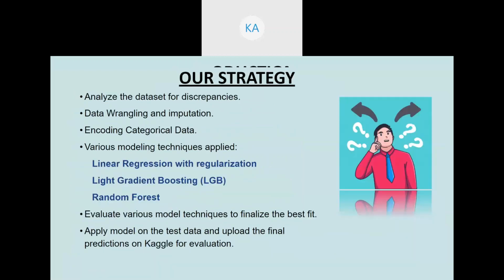Our strategy consisted of deeply analyzing the data set for any discrepancies. This includes noise, unusual trends, inconsistency, and human errors. We then dropped irrelevant attributes through initial analysis and human judgment. Next, we performed extensive data wrangling and imputation. Following, we one-hot encoded categorical data to have consistency in the dataset. Then we applied various machine learning model techniques. Moreover, we evaluated each modeling technique to finalize the best fit. And lastly, we applied the chosen model on the test data to upload onto Kaggle for evaluation.